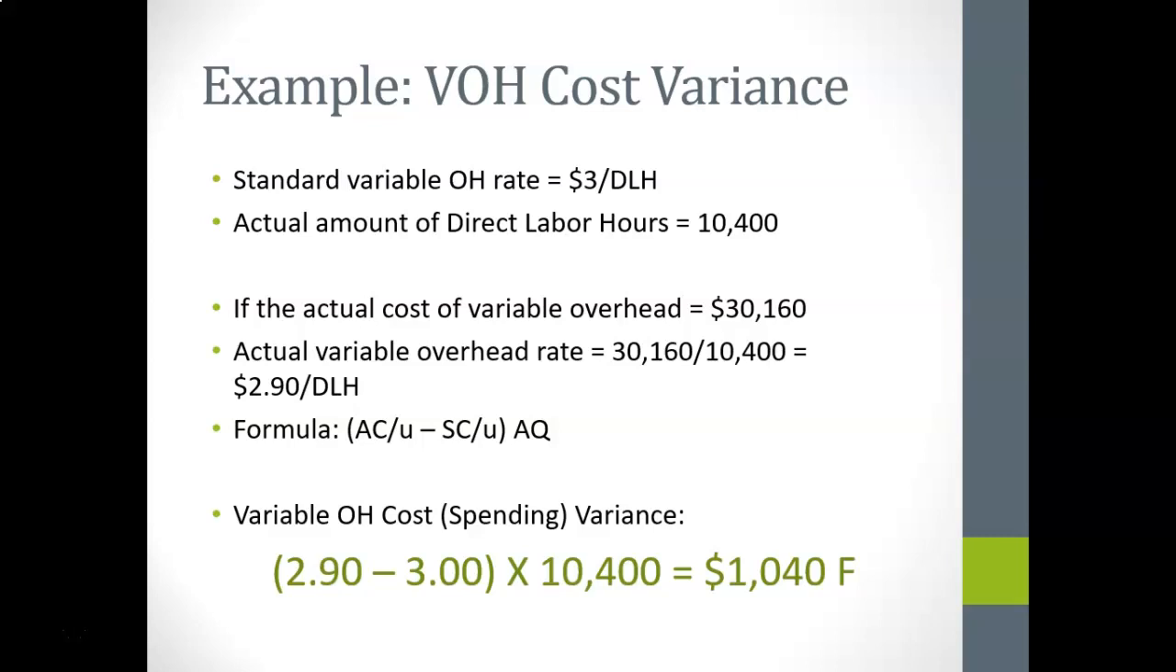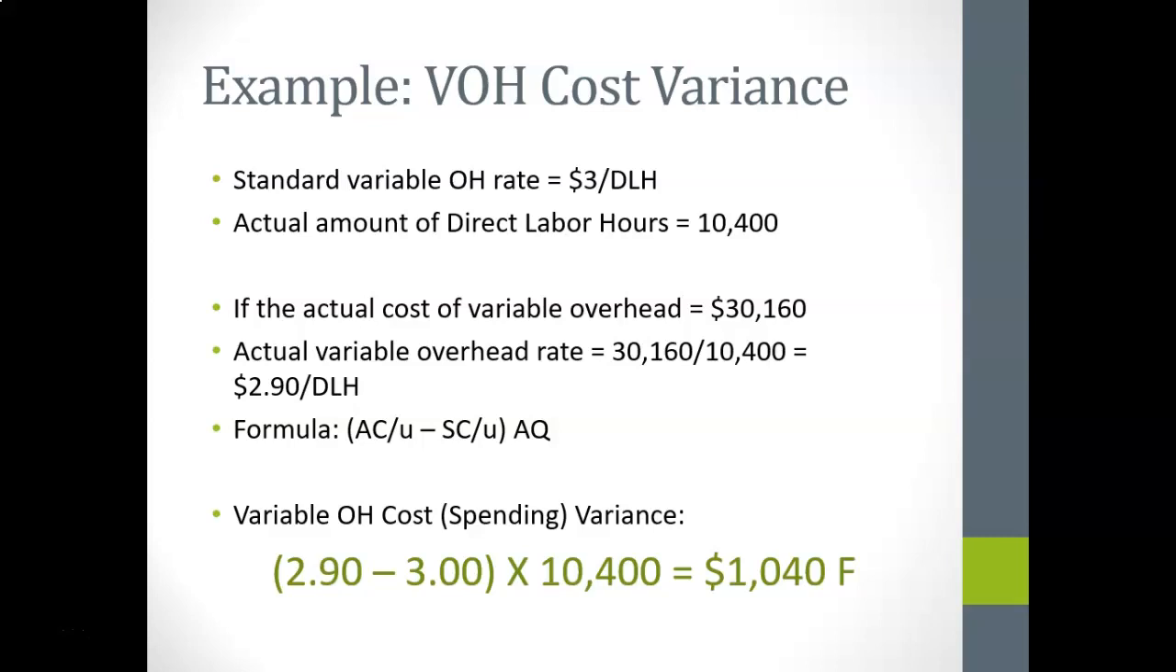Our formula for cost variance is the actual cost per unit minus the standard cost per unit, and that difference multiplied by the actual quantity. We now have everything we need to plug these numbers in. The variable overhead cost variance is oftentimes called the variable overhead spending variance. Remember that that's just another one of the same words for cost variance. Price variance, rate variance, spending variance, all is the same as cost variance.